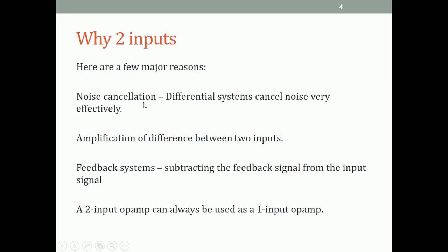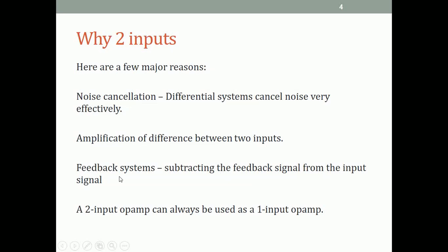Okay, here are a few major reasons. One is that differential systems, where two inputs are applied and the difference between two signals is taken, cancel noise very effectively. And we saw this very briefly when we looked at the example of an ECG signal. There are a large number of applications where one wants to amplify the difference between two inputs.